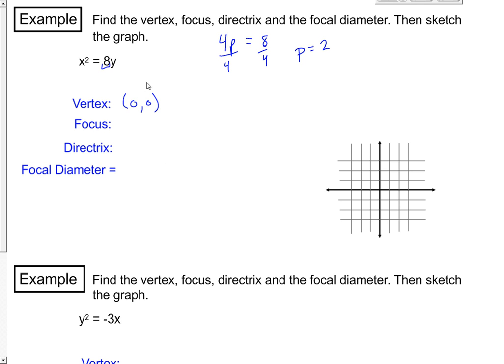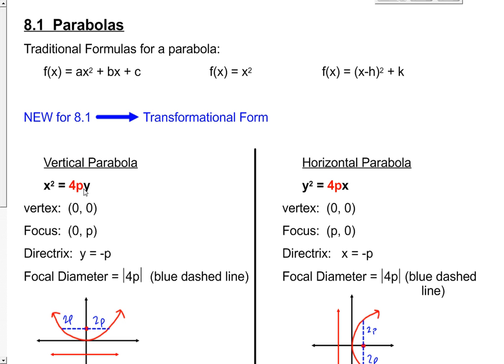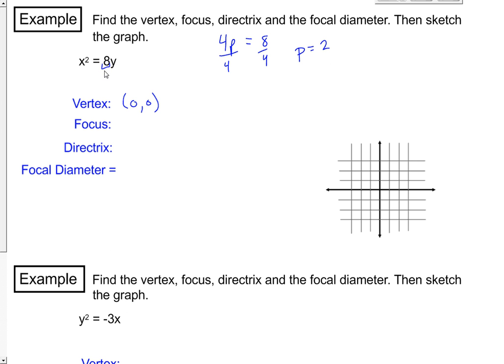And I know that this is a vertical parabola because it is x squared and it's following that function. So x squared equals 4py is a vertical parabola. That means I'm moving up and down for my focus. So my focus is going to be the y value for the point here. My p value is 2, so I know that my focus is (0, 2).